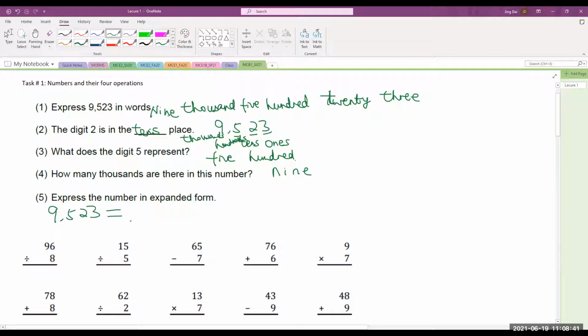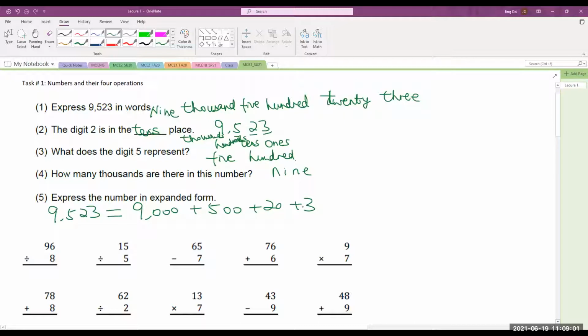And who was raising a hand? Was it Tony? Tony, can you give us what goes on the right side of it? 500 plus 20 plus 3. Okay, very good. I'm so proud of you guys. So that's what your level should be, right?